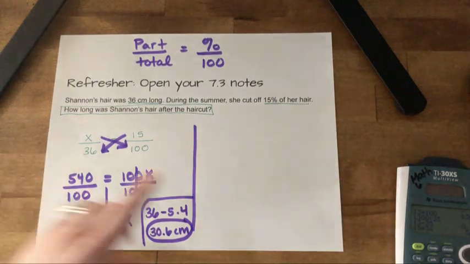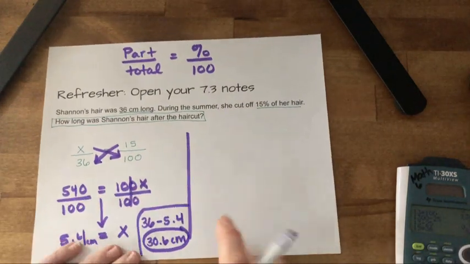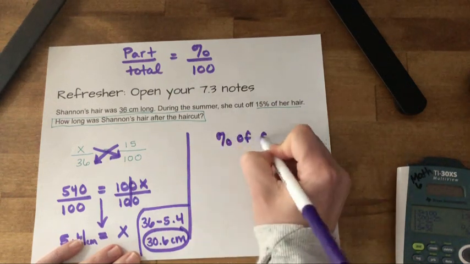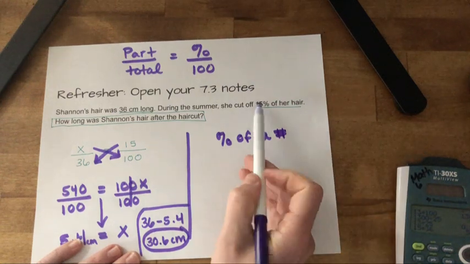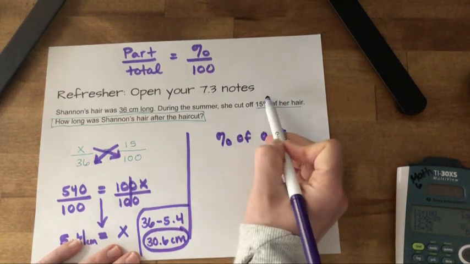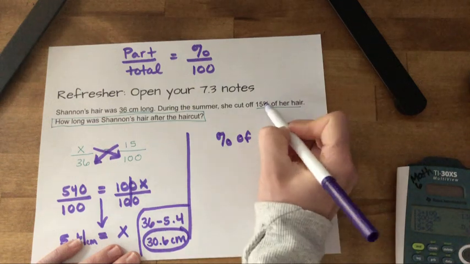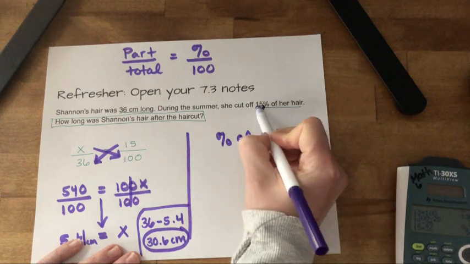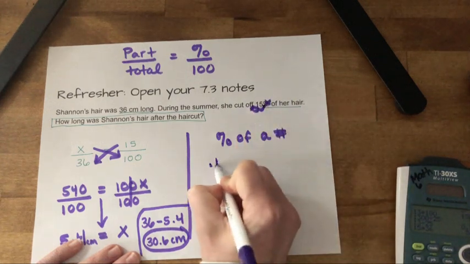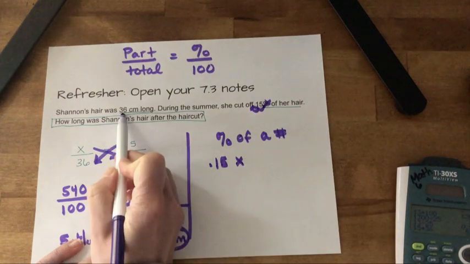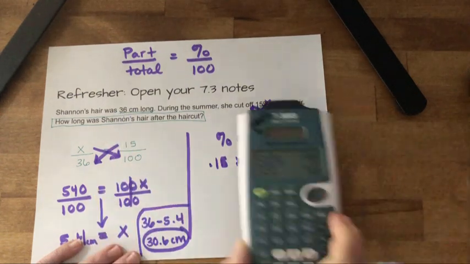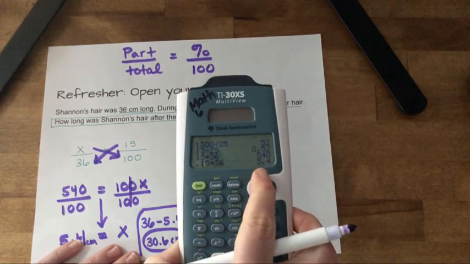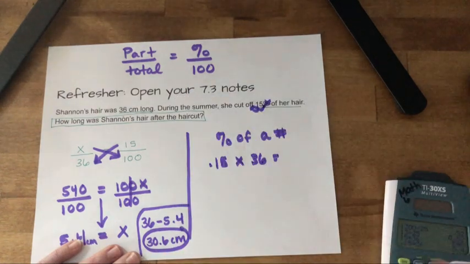Let's go ahead and do this how we did back in 6th grade, because when we're finding the part, we're taking a percent of a number. So we're going to take 15%, and whenever we're working with percentages, we have to calculate with them. We want them in that decimal form. So imagine where the decimal point is in 15% right there. We're going to back it up, the percent sign comes off. So 0.15 times 36. If I do that, I see that I get the 5.4. That represents the centimeters she cut off.